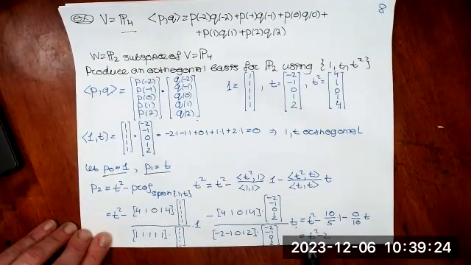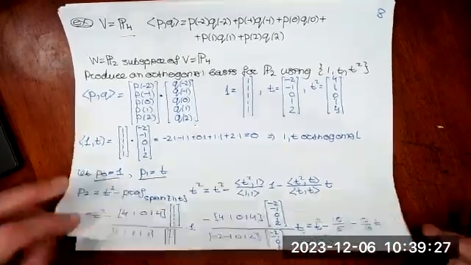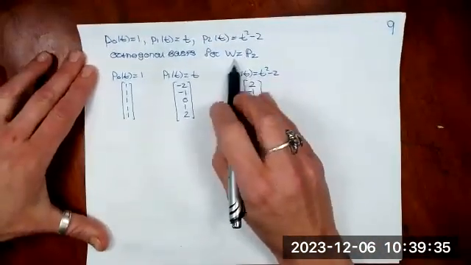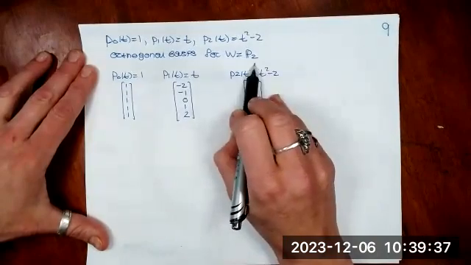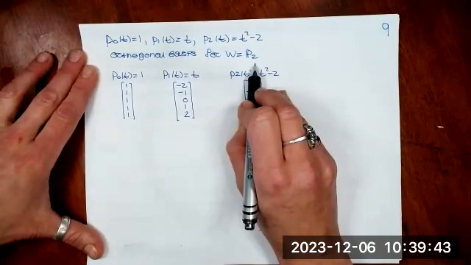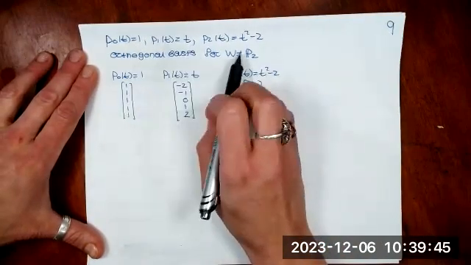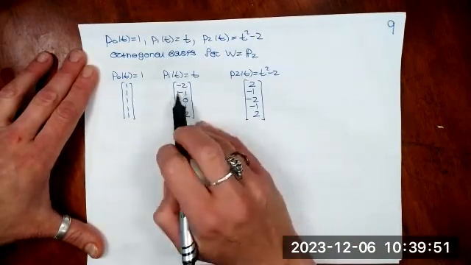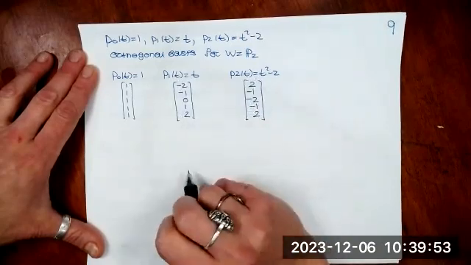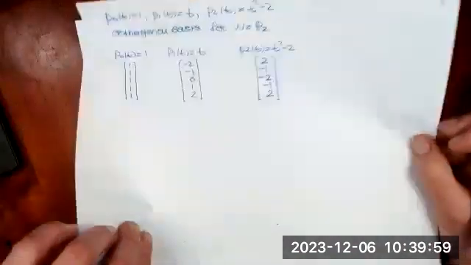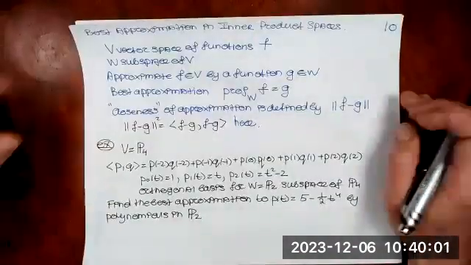So this would be t squared minus 2. We've basically constructed our orthogonal basis for the subspace W of all polynomials of degree at most 2. So I have 1, t, and t squared minus 2. If we continue using it, you basically have those corresponding vectors when you evaluate them to use that inner product. I'll leave that here.